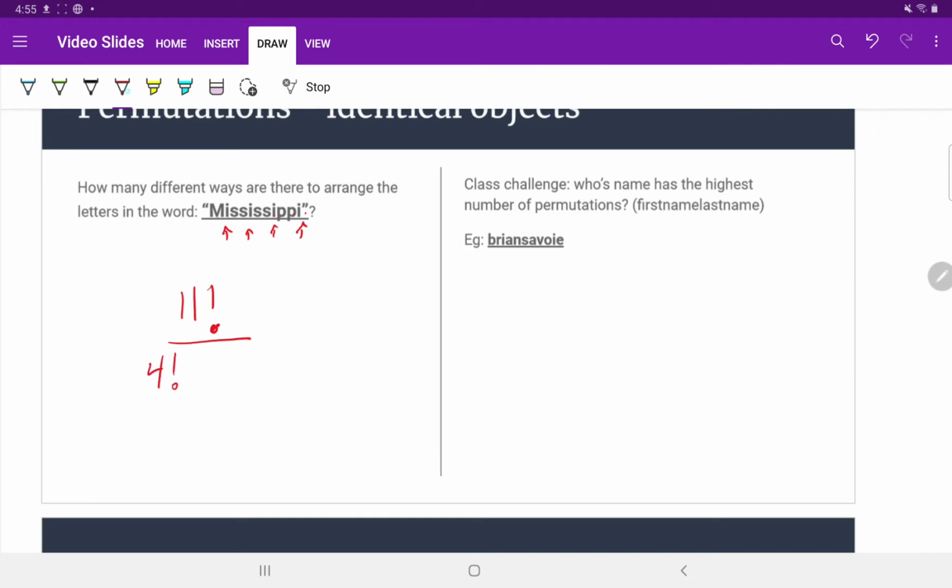And then I've got P's here, don't I? So I've got 2 P's that I cannot tell the difference between. So I'm going to divide out the 2 factorial for the P's, and I've got 4 S's that I cannot tell the difference between. Whatever this evaluates to, by the way, I don't have a calculator on me, so I'm just going to leave it in these factorial forms. Whatever that evaluates to, that is how many different permutations there are. And in class, we did it with our names.